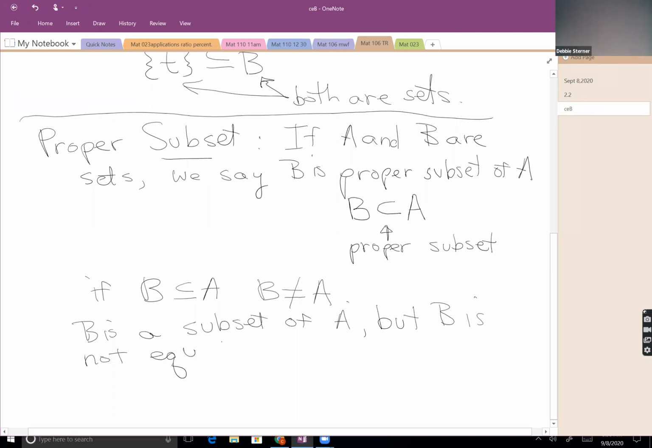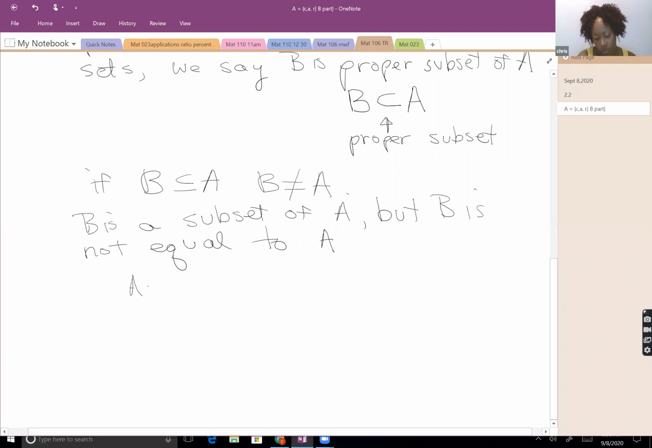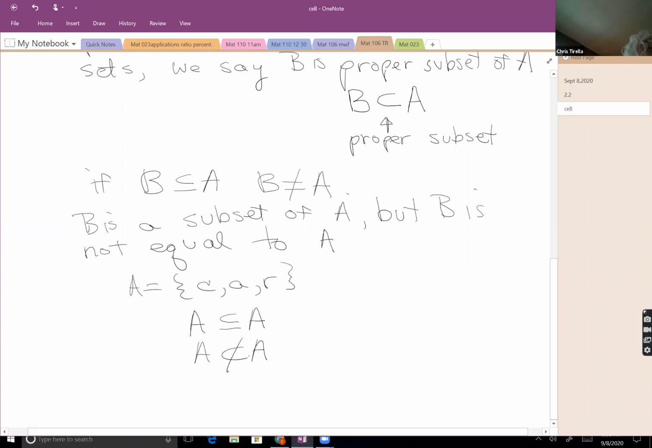And that rule applies every time you use this symbol, every time we're talking about a proper subset. With proper subsets, that line isn't underneath there, so they cannot be equal. So the first set is contained in the second, but the two sets are not equal. So if I go back to the example that we just had, where A was the set C, A, R, we could say that A is a subset of A, but A is not a proper subset of A because it's equal to itself. So proper subsets can never be equal. That's fair to say?